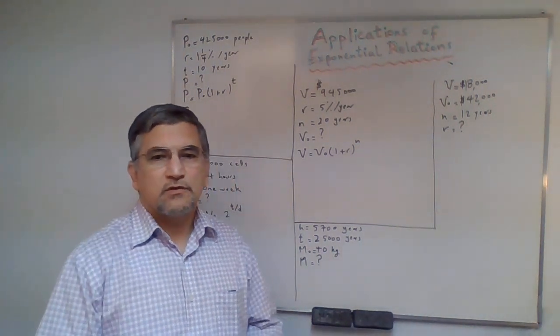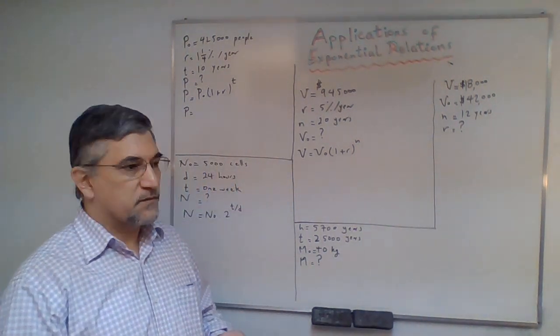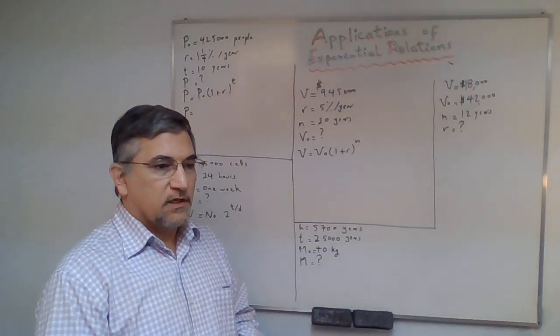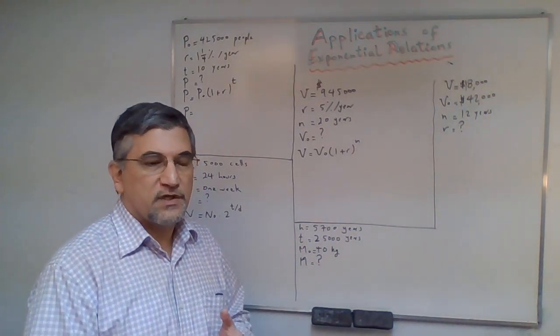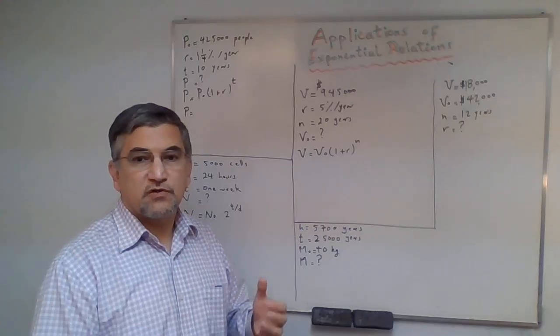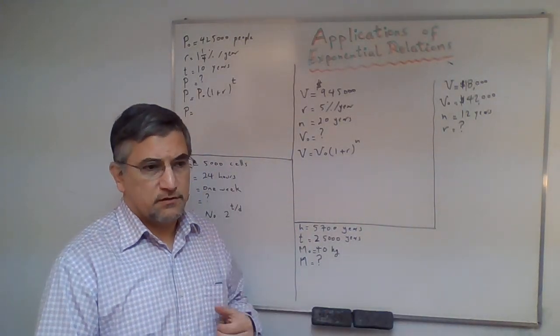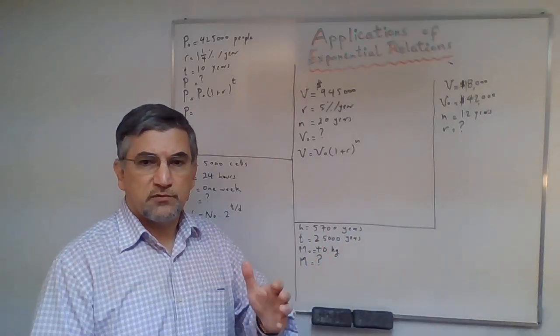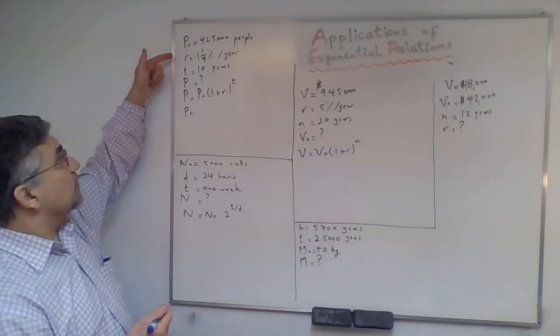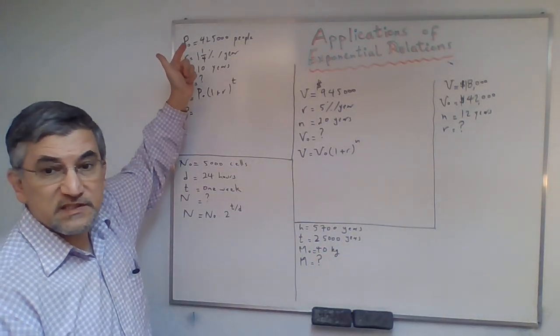Okay, in this lecture, we want to do some numerical examples of different types of word problems that show the applications of exponential relations. They are classified under two categories, exponential growth and exponential decay. The first one talks about the population of a city.